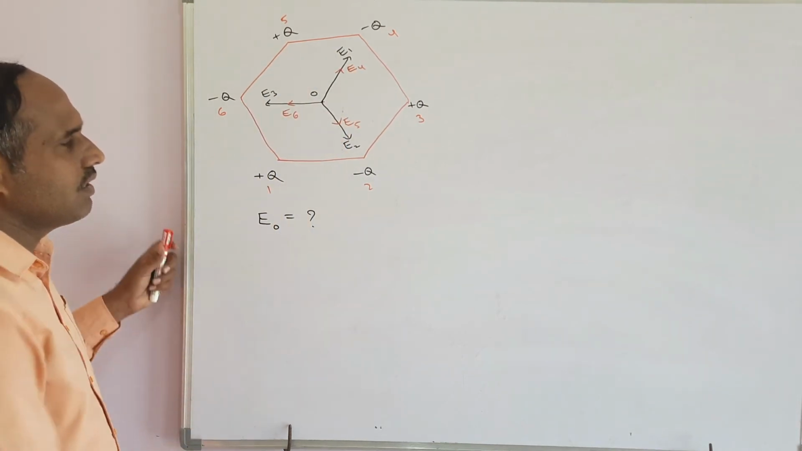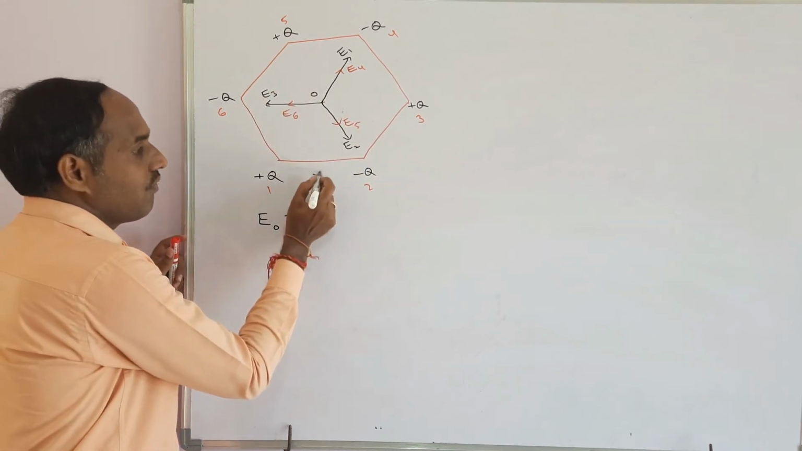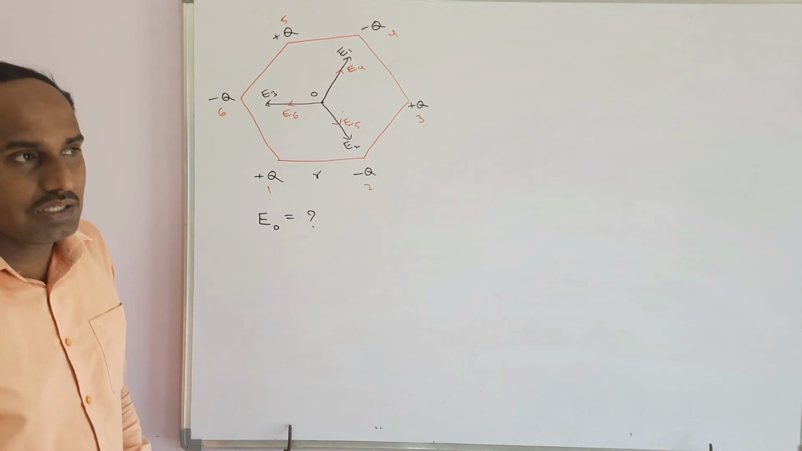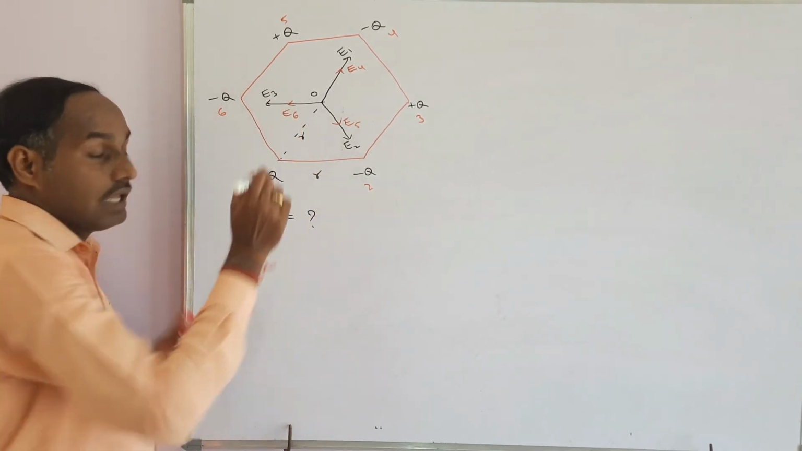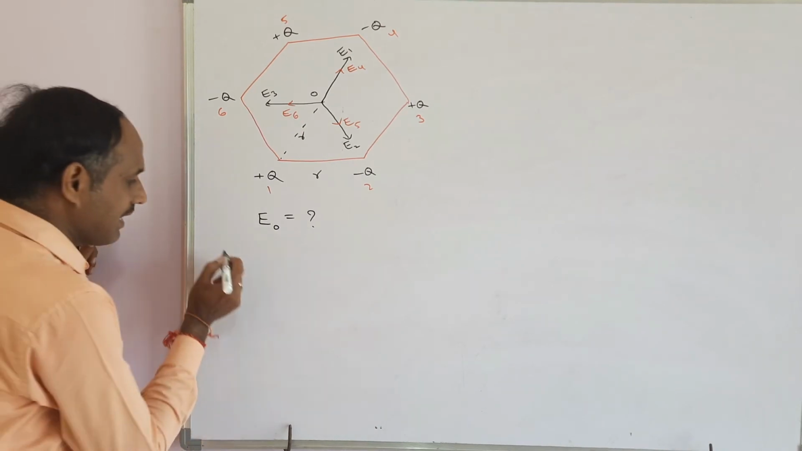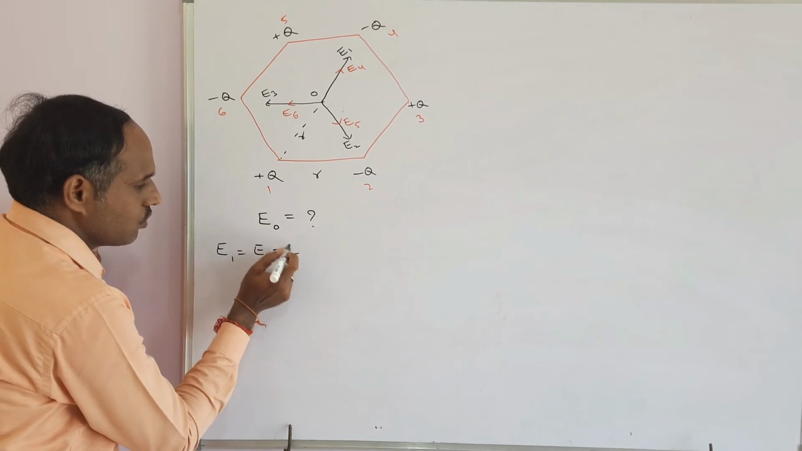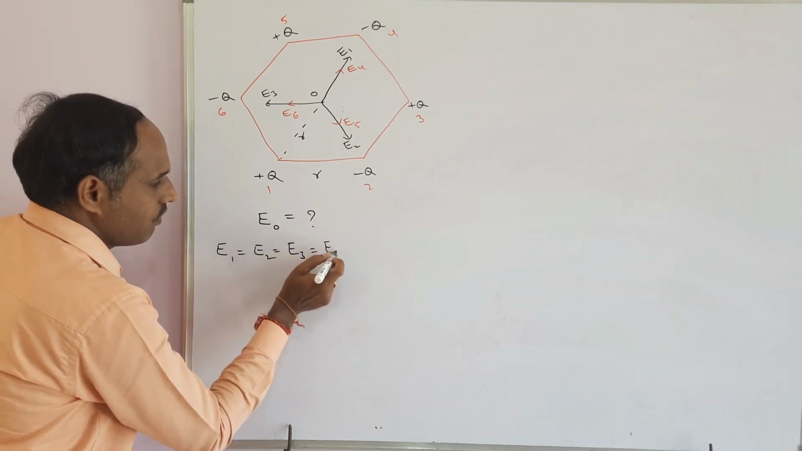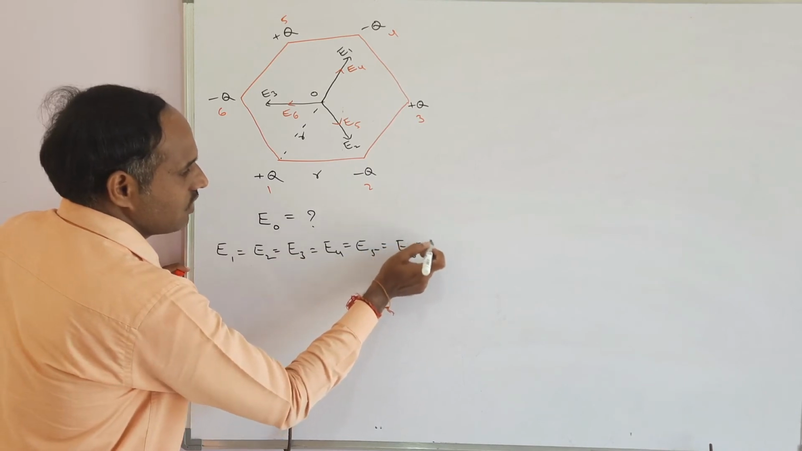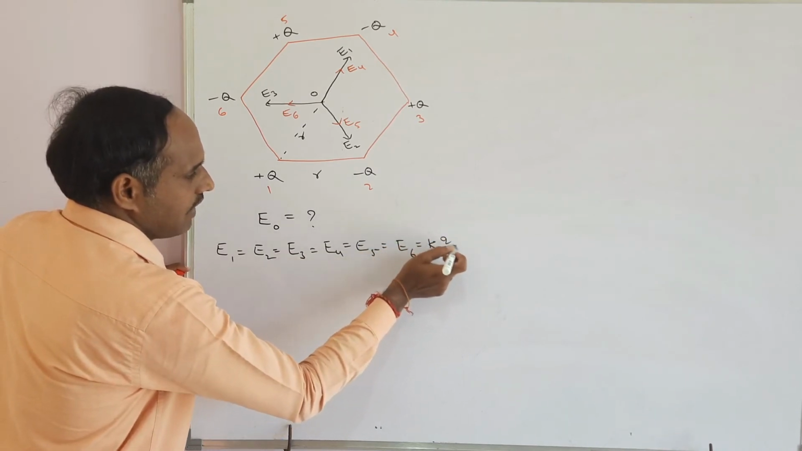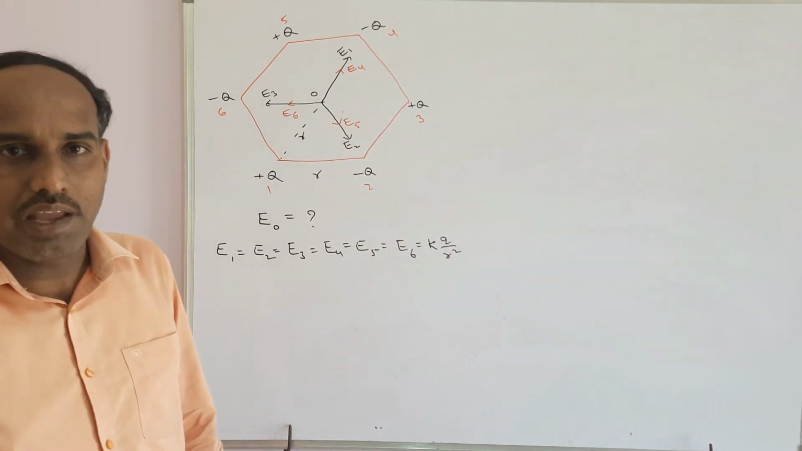And one more thing here, all the six charged particles are at equidistance from the center of this regular hexagon, and that distance you may take as r only. So can I write E1 is equal to E2, equal to E3, E4, E5 and E6, that is equal to KQ by R square. K is nothing but again 1 by 4 pi epsilon.